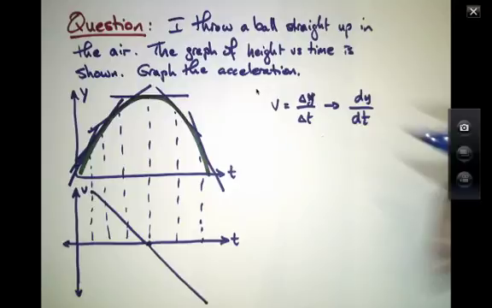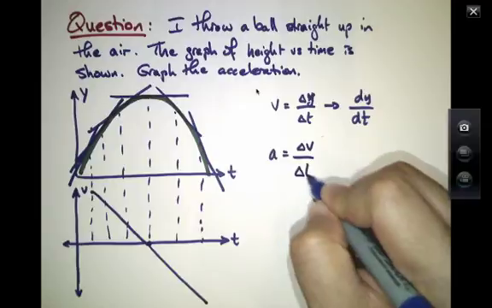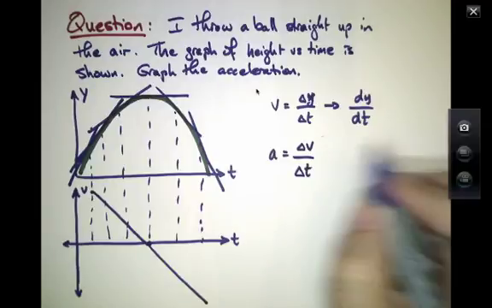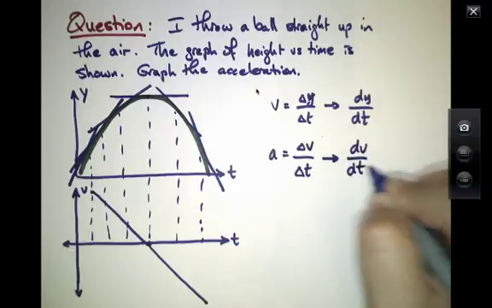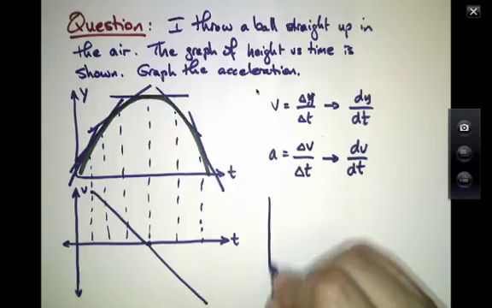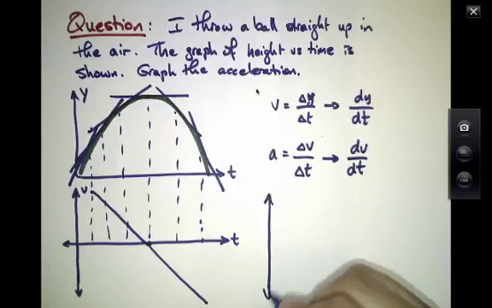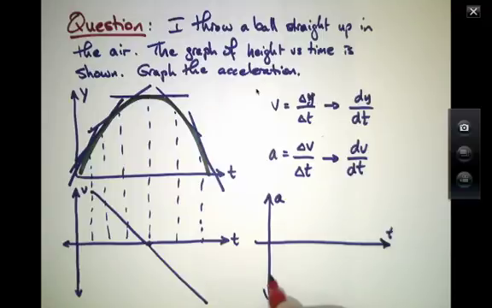Now, what does that have to do with acceleration? Well, remember that acceleration is the change in velocity over time, which, of course, at the instantaneous level is a derivative, dv dt. If I were to graph the acceleration, this being time, this being acceleration, this would work out to be just a negative number, and it would be a constant. It would look something like that.